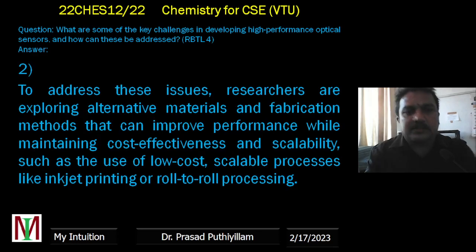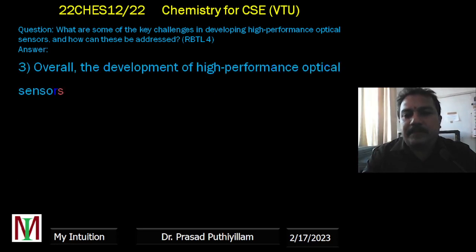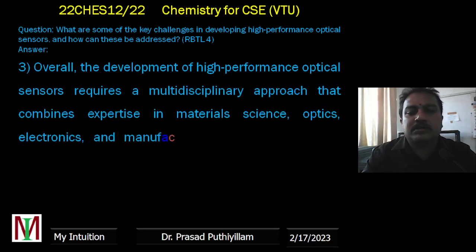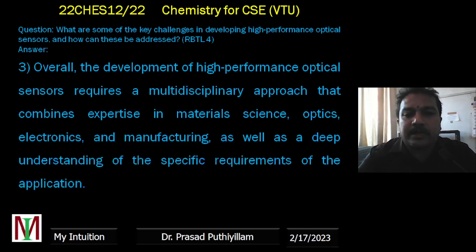Yeah, so here it is: optical sensors, high performance optical sensors. Sometimes it will be a lower cost method; the method will become cheaper, it will not be costly. Overall, the development of high performance optical sensors requires a multidisciplinary approach, that is what I said. Not focusing only on, oh, I am working in this field, I have to work only on this. You have to think about different possibilities which are there, and we need to work on it.